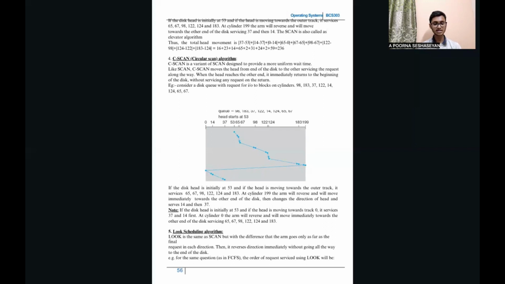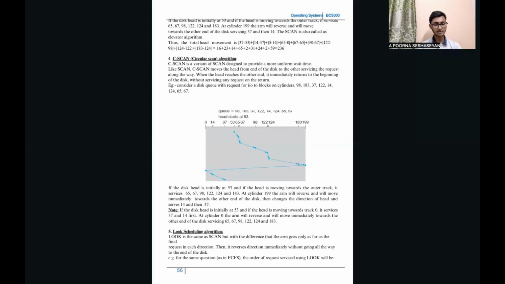So C-scan is a variant of scan designed to provide a more uniform wait time. Like scan, C-scan moves the head from one end of the disk to the other, servicing the requests along the way. When the head reaches the other end, it immediately returns to the beginning of the disk without servicing any request on the return. Example, consider a disk queue with requests for I/O to blocks on cylinders 98, 183, 37, 122, 14, 124, 65 and 67, and the head pointer remains the same, 53.